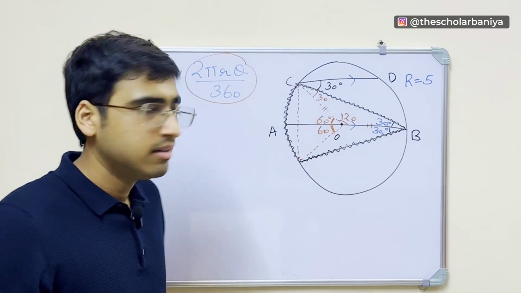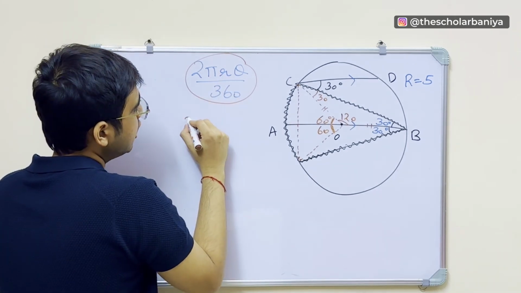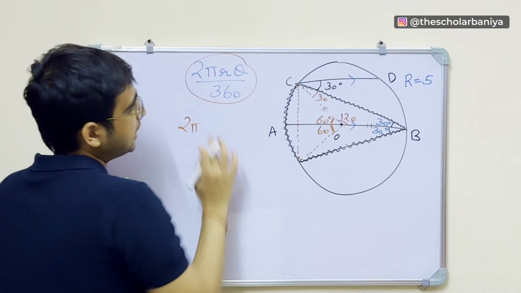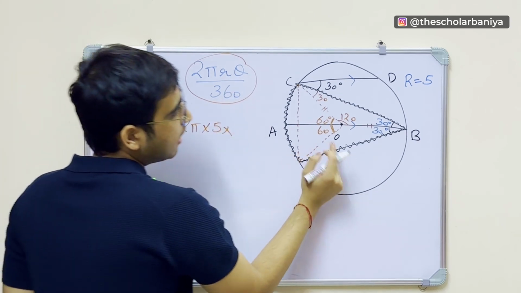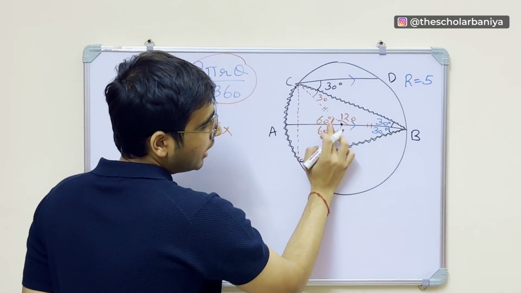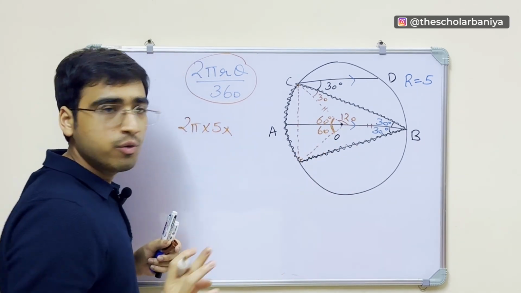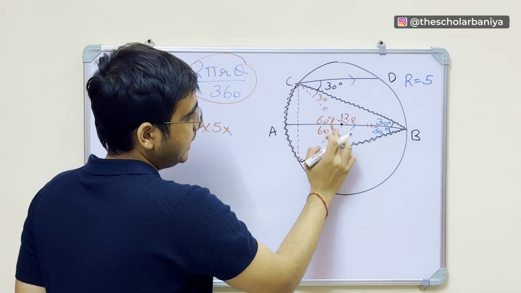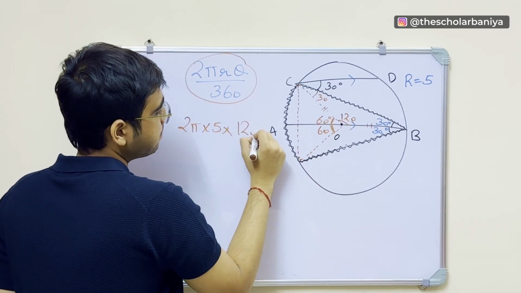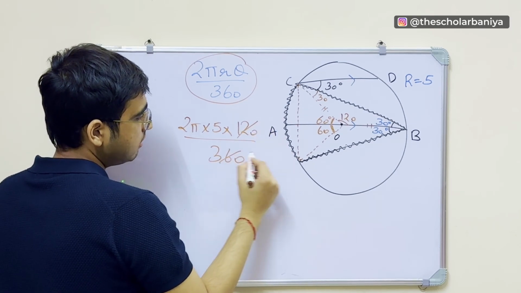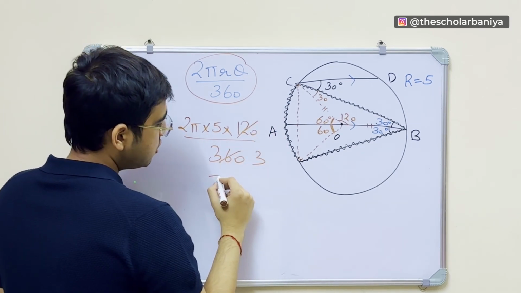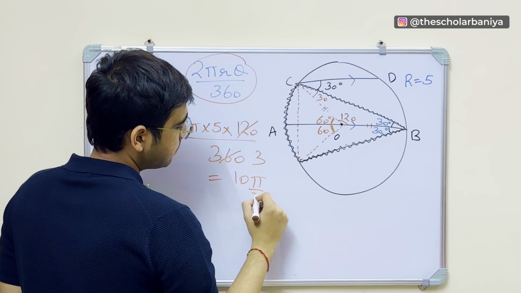So if we put it, 2 pi, what is r? R is given to be 5, into what is theta? Theta is 120. We just found out that this angle is 120, so theta is 120 upon 360. So 3, so this comes out to be how much? 10 pi by 3.